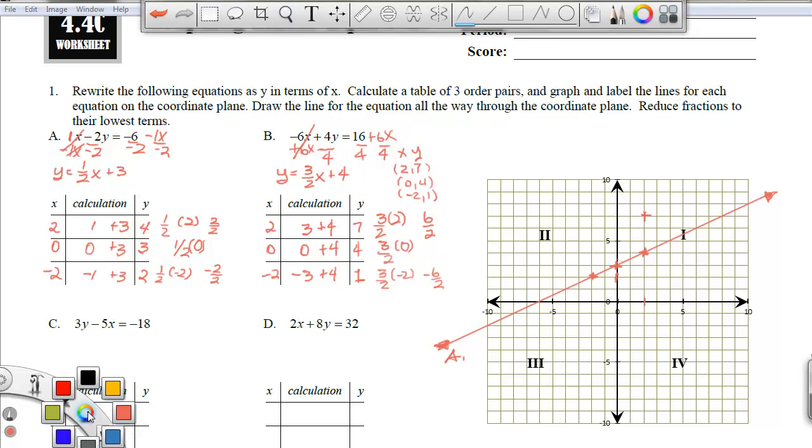I think I'll show this one in a different color. Then that one's plotted. Then I go 0 and 4. So 0 on the x, 4 on the y. That should be that point right there. And then my last one's a negative 2 and 1. So a negative 2 and up 1.